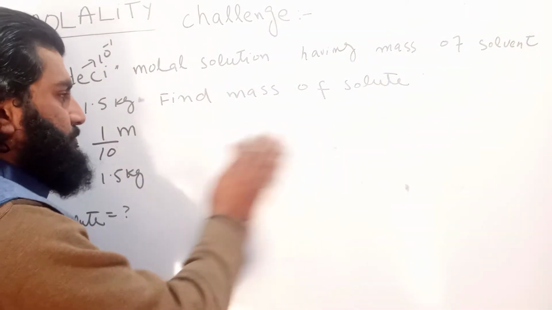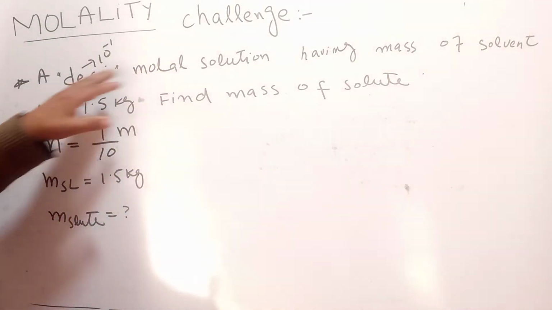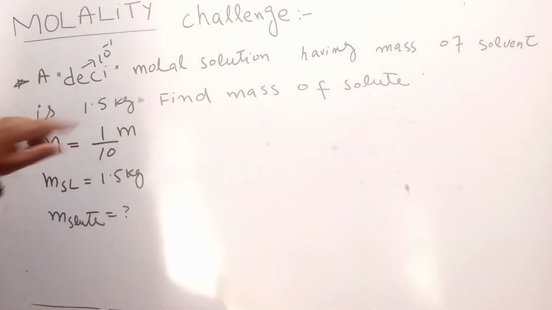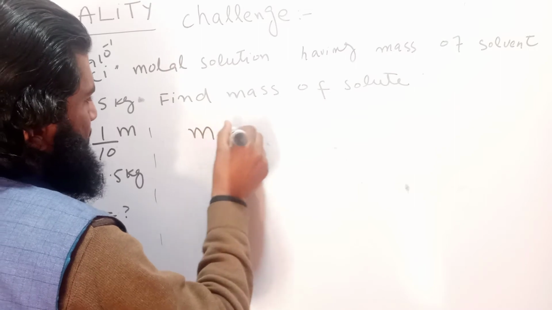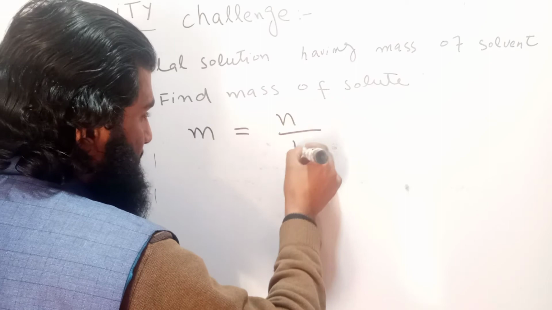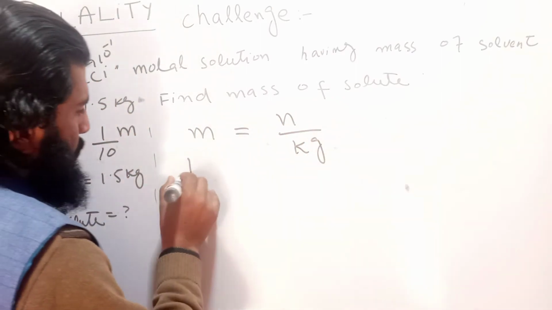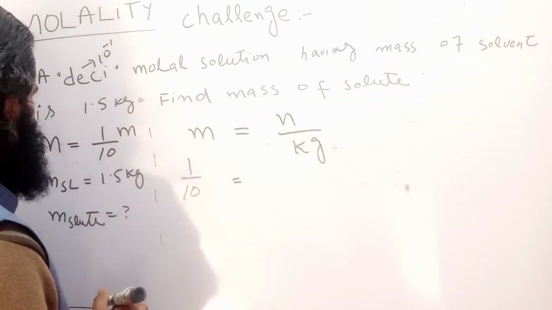So here the decimolar solution means a solution whose molality is 1/10, having mass of solvent 1.5 kilogram. Find the mass of solute. Clear? So now we go ahead. Molality is equal to the number of moles in kilogram of solvent. Clear? So here the molality is 1/10, which is equal to mass of solute.